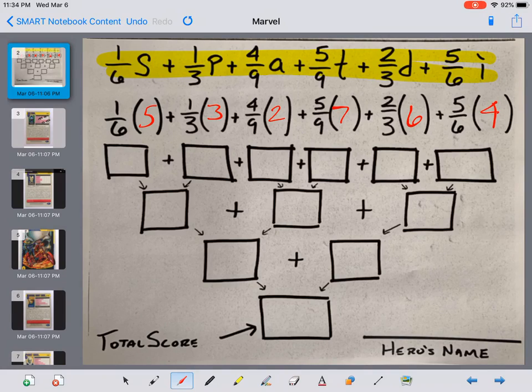Okay, so now what you're going to do is multiply 1/6 times 5. That's 5/6. And 1/3 times 3 is actually 1. And 4/9 times 2 is 8/9. 5/9 times 7 is 35/9. 2/3 times 6 is 12/3, but of course that equals 4 altogether, because 12 divided by 3. And then 5/6 times 4, that's 20/6.